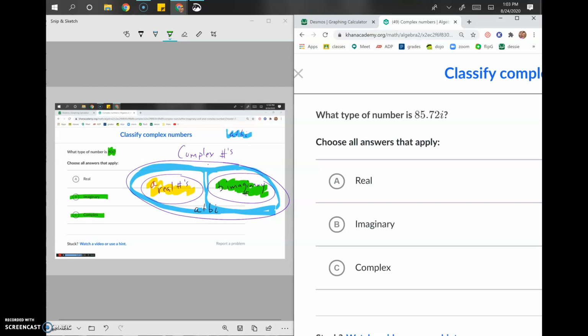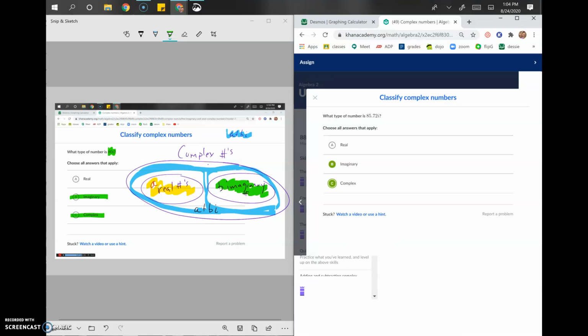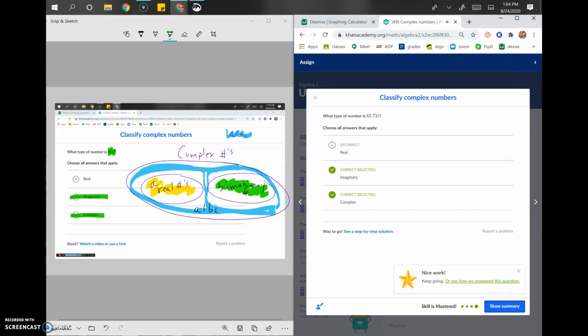What number is 85.72i? Is it real? No, it's not real. Is it imaginary? Yes. All imaginary numbers are also complex. Boom, done. And that's how we classify complex numbers.